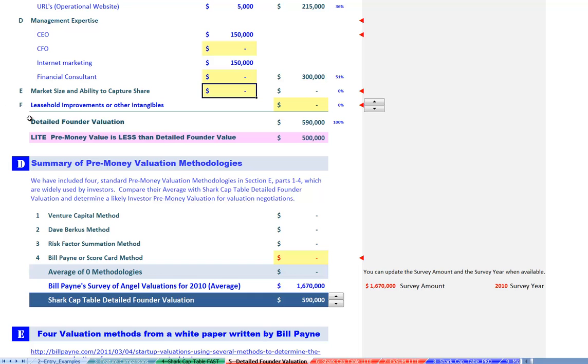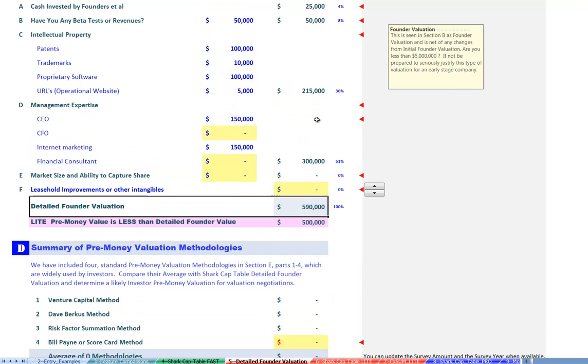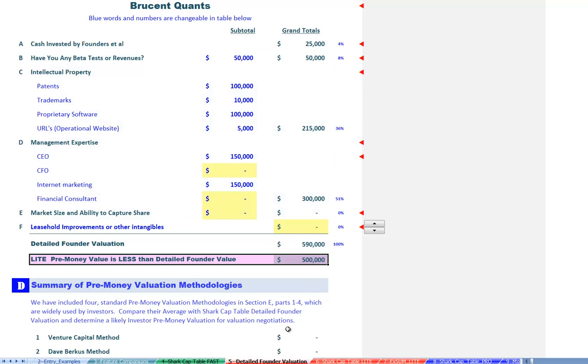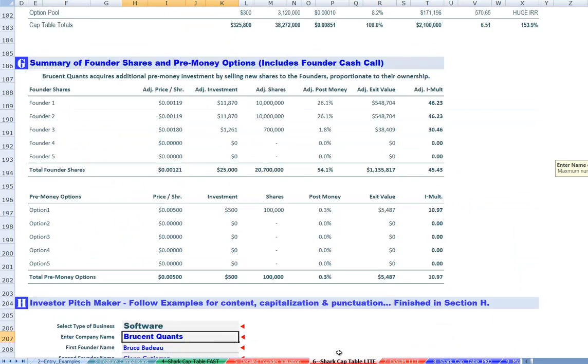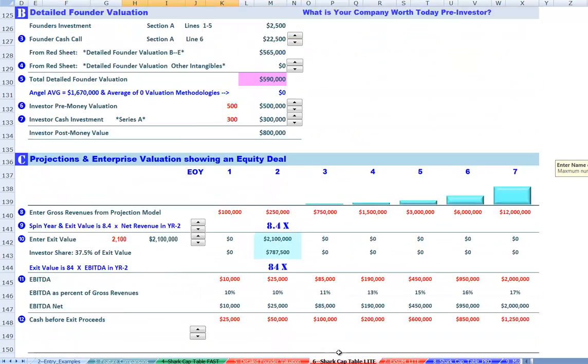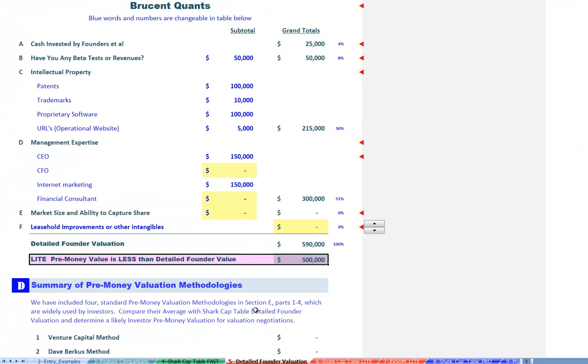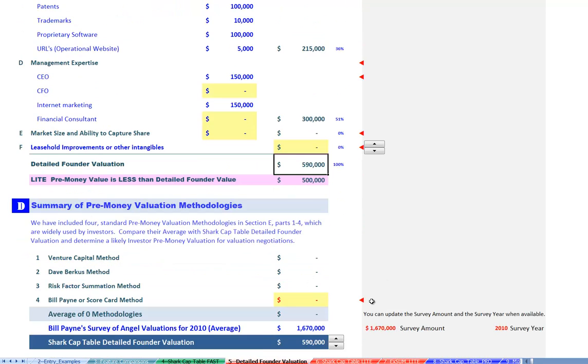So there it is, and we end up with a detailed founder valuation, which is simply the sum of all of these. Now, we also tell you whether or not you are up or down from the detailed founder value and the pre-money value, which you have over here in Light. If you come up here to this section right here, you're going to see that we've got 590 and everybody else says 500. That's the pre-money valuation. The pink simply means that the investors have less confidence in your numbers than you do.